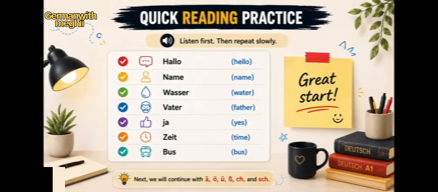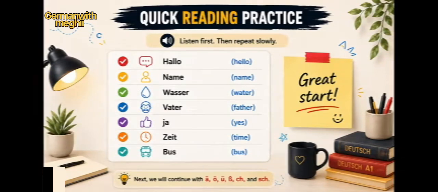Reading practice. I will say a German word, listen first, then repeat it slowly. Hallo. Hallo means hello. Der Name. Der Name means name. Das Wasser. Das Wasser means water. Der Vater. Der Vater means father. Ja. Ja means yes. Die Zeit. Die Zeit means time. Der Bus. Der Bus means bus. Very good.